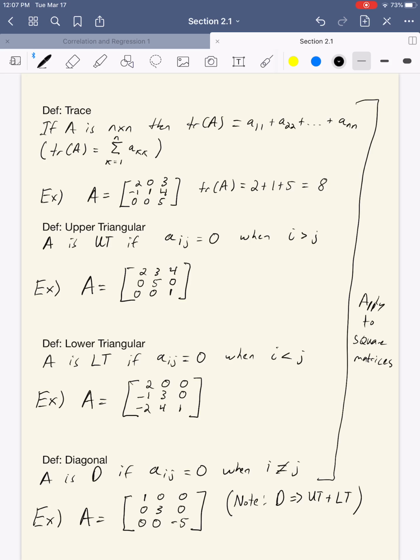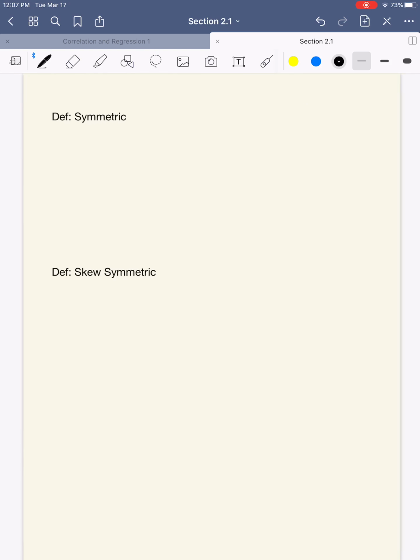We're going to continue our discussion of special square matrices with a couple other ones that connect back to that concept we introduced in the last video, which was the transpose. So let's go ahead and take a look at those.